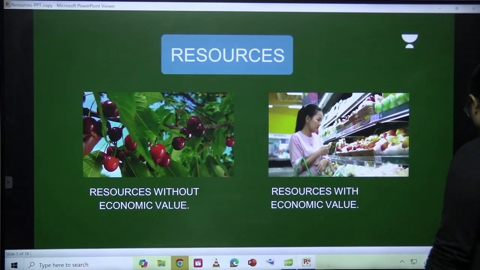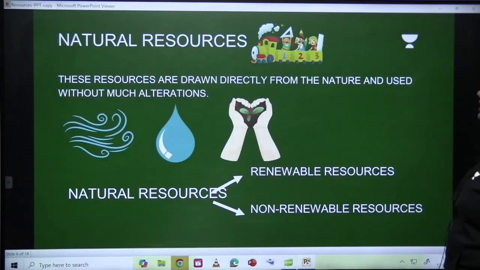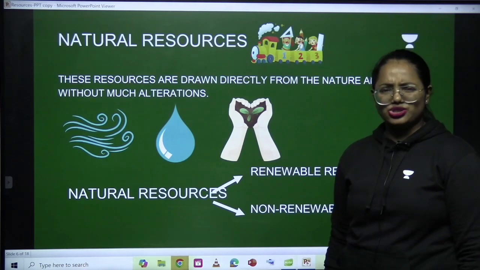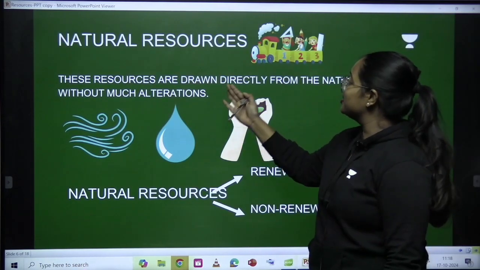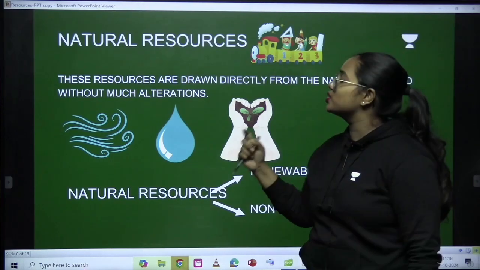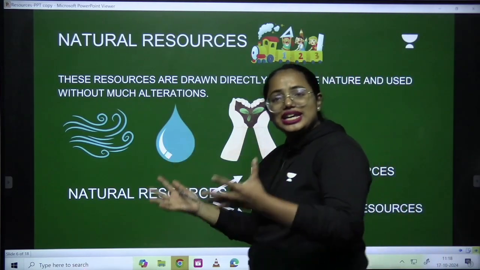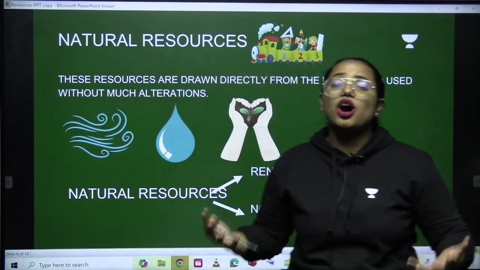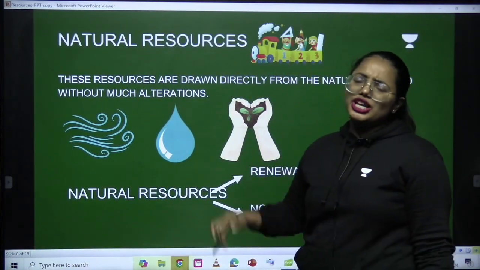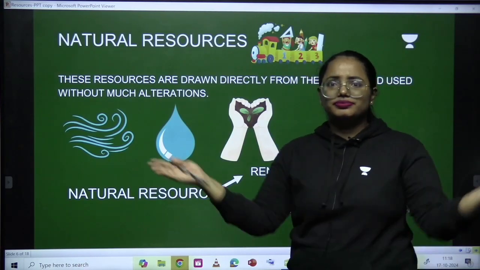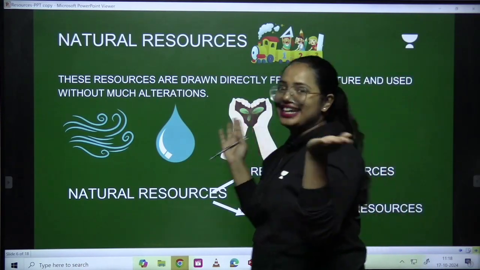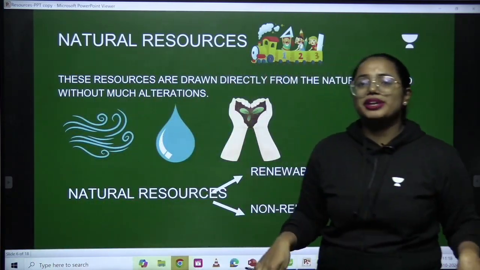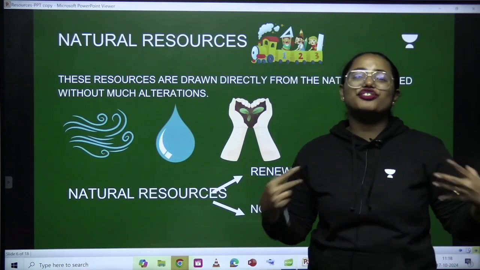Now we are moving towards the next one. So look at this. Natural resources. What is meant by that? These resources are drawn directly from nature and used without much alteration. So these resources are readily available in nature, so we can use them without much modification. Let me tell you a basic example of this. Air. It's all there, right? Yes. So oxygen is all free. Correct? So you can simply use it directly from nature itself. You don't have to change anything. You don't have to modify anything, right?